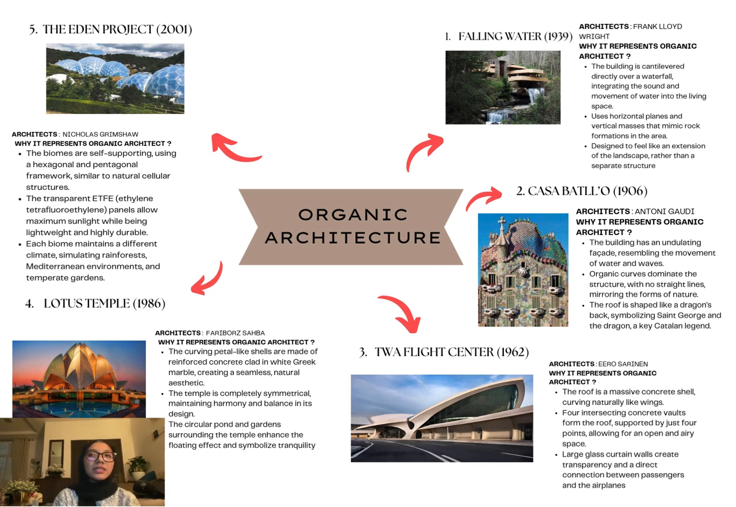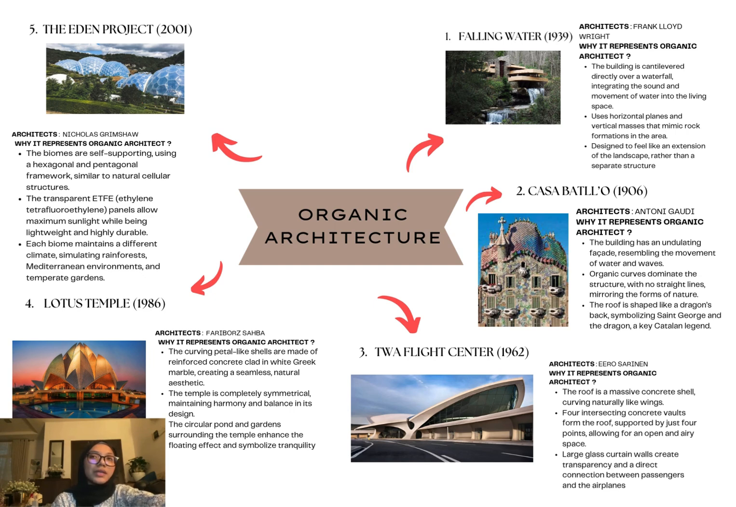The second last is the Lotus Temple. It was built in 1986. The architect is Fariborz Sahba. Why it represents organic architecture: the curving petal-like shells are made of reinforced concrete clad in white Greek marble, creating a seamless natural aesthetic. The temple is completely symmetrical, maintaining harmony and balance in its design. The circular pond and gardens surrounding the temple enhance the floating effect and symbolize tranquility.